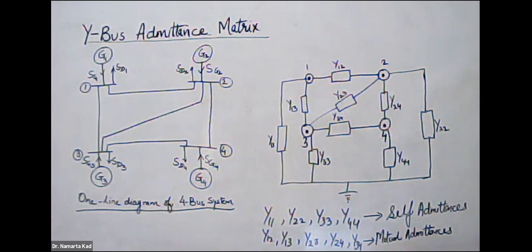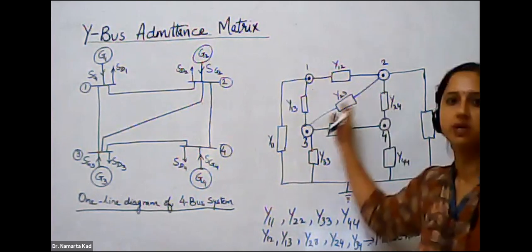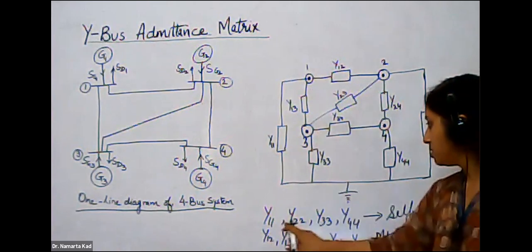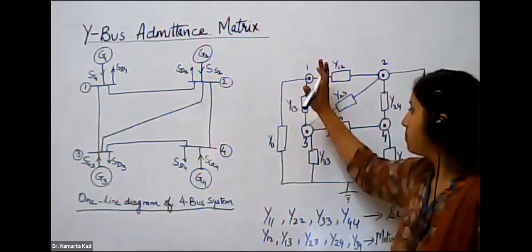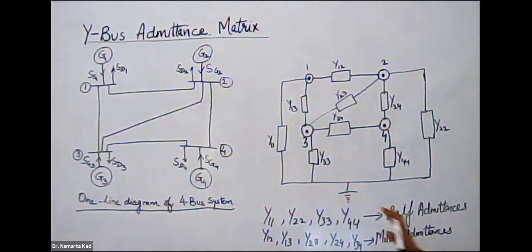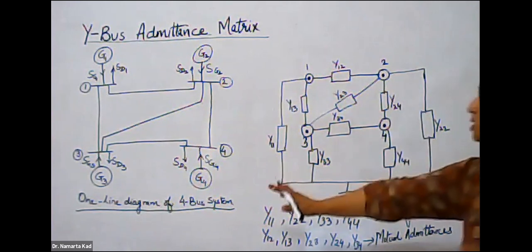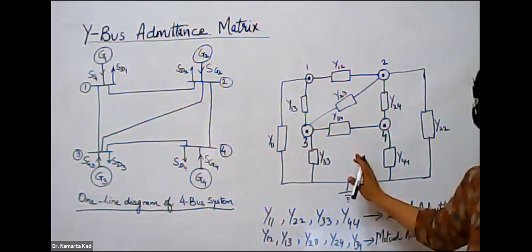These are called mutual admittances because each is mutually connected between two buses. These are called self admittances because each is connected only to one particular bus and the ground. So this is how the single line diagram is converted into the admittance diagram.